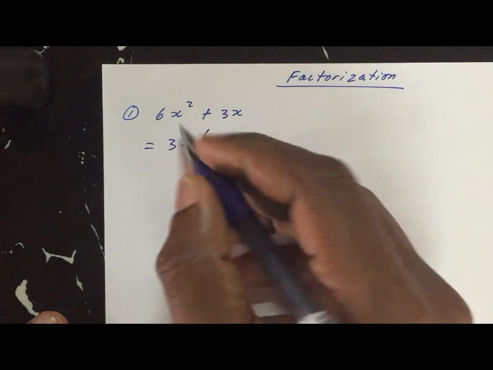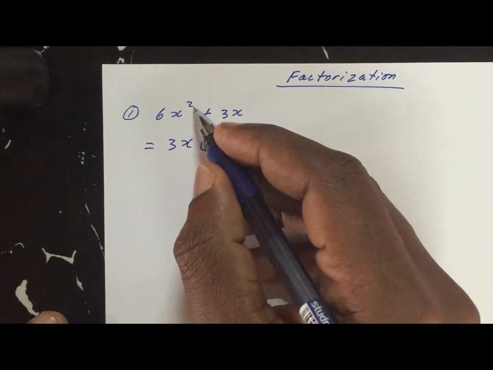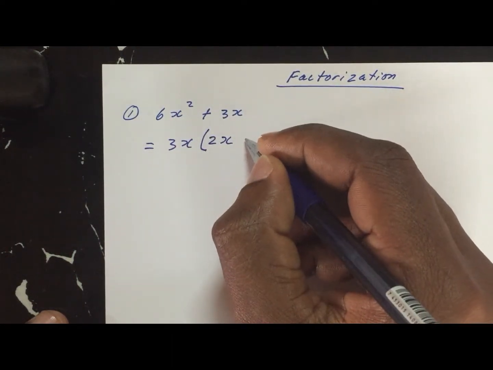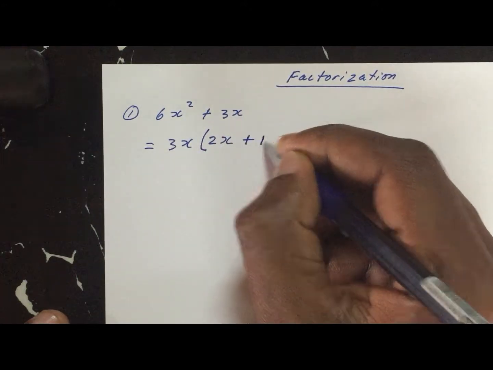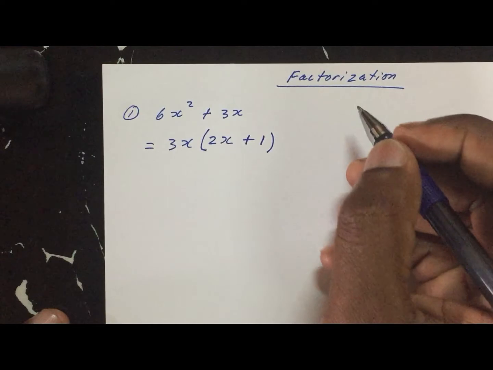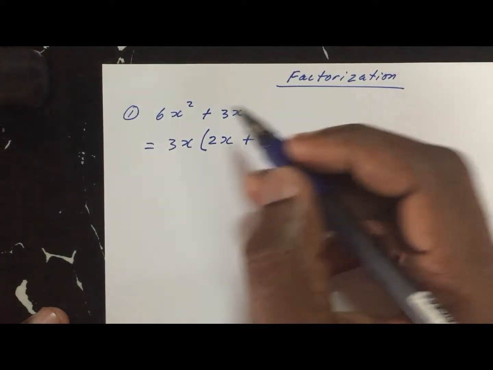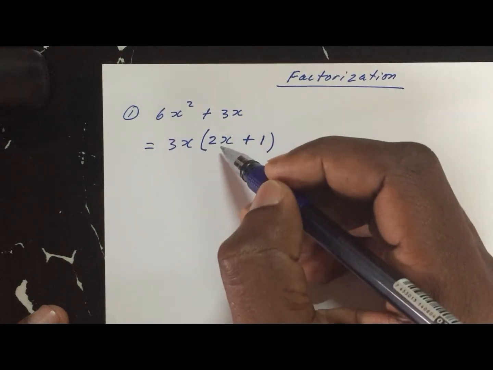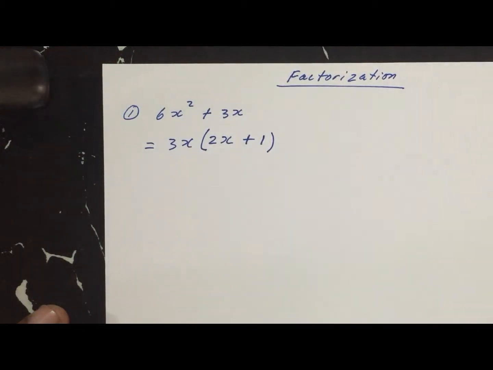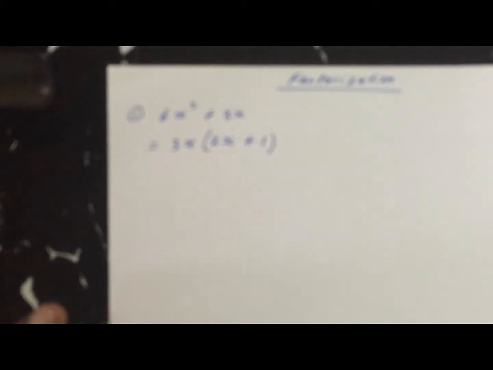So you have 3 twos, 6. 3x by x gives us x squared. Correct. Plus 3x by what will give us 3x? 1. So that's it. Using the distributive law, we can see clearly that 6x squared plus 3x is the same as 3x times (2x plus 1). Pretty simple, just for you to grasp the principle.